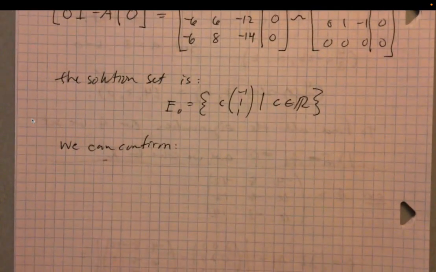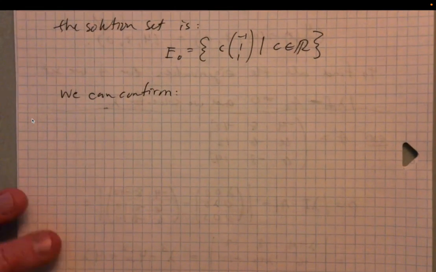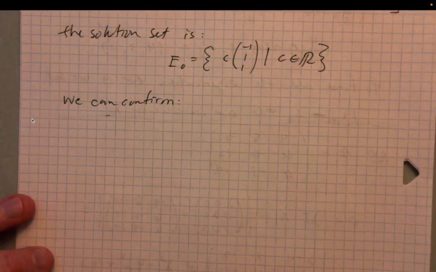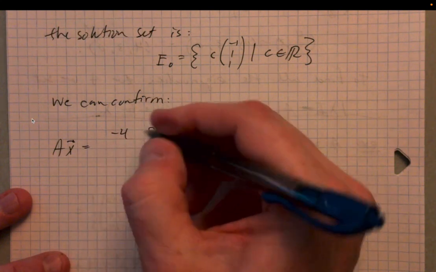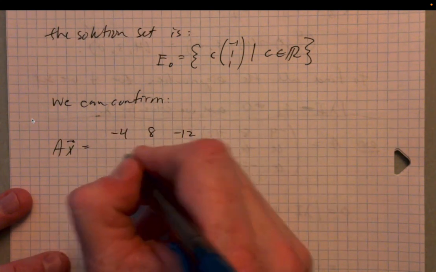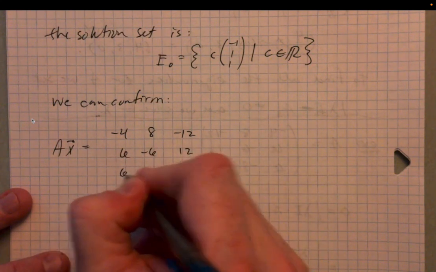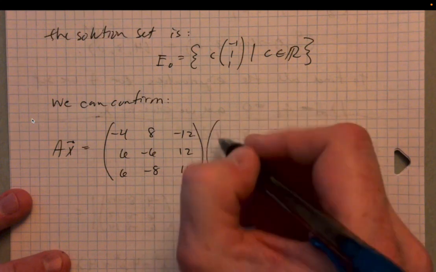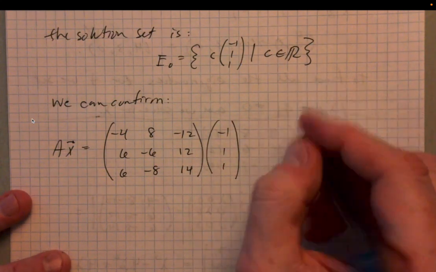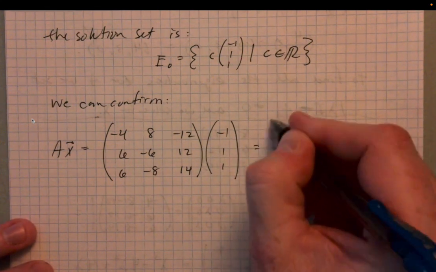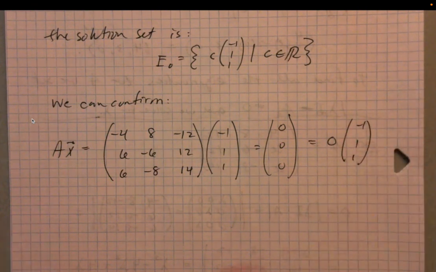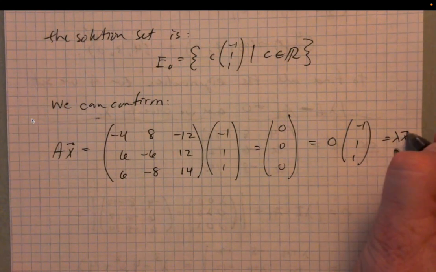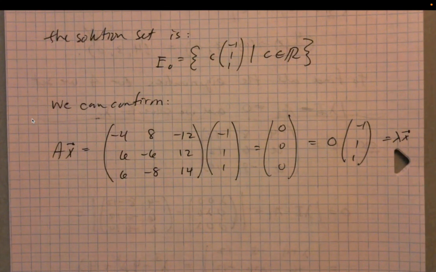How would we confirm that this is an eigenvector and that lambda equals 0 is an eigenvalue? Well, I mean, the way we identified them kind of is confirmation enough, but we could just do the multiplication here, right? We could multiply this out. 6, negative 6, 12. 6, negative 8, 14. Multiply that times negative 1, 1, 1. And what you find out is that this actually equals 0, 0, 0, which is all it can equal because the eigenvalue is 0, right? Okay, and so this is our lambda x. All right, perfect.